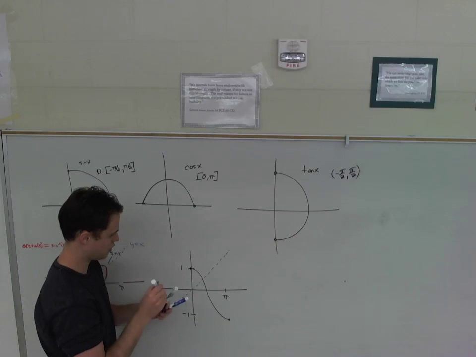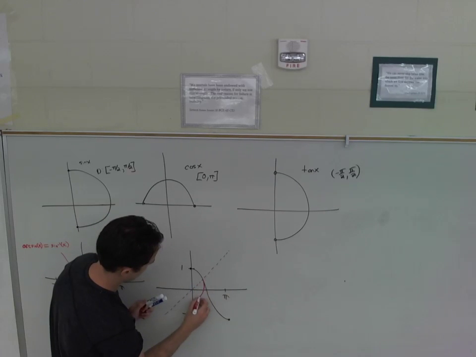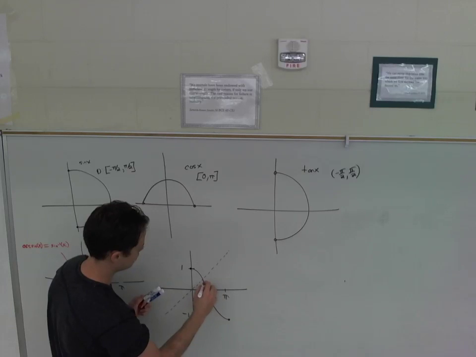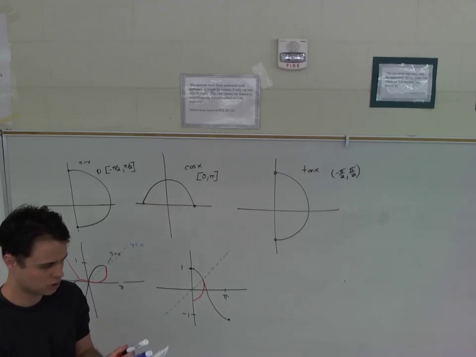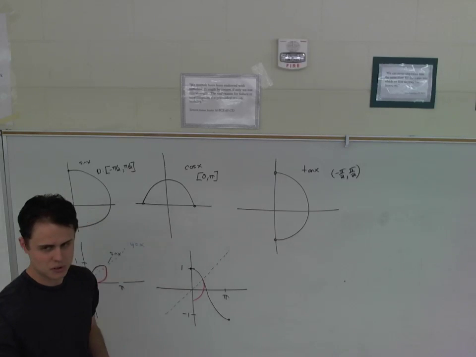Well, I'm going to try to reflect it, right? This part kind of goes like that. This part kind of goes like... I'm going to have to look at my picture. Oh, my picture's terrible. Never mind. Let's open our book to page 372.